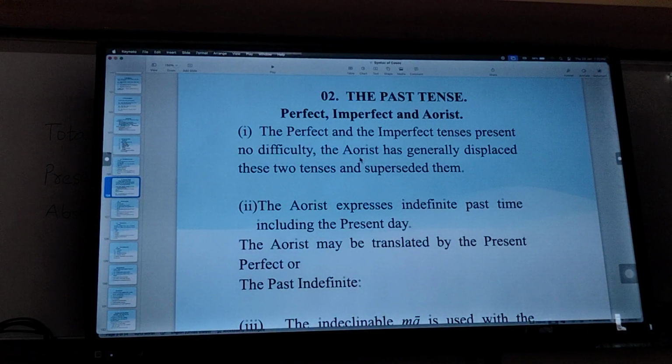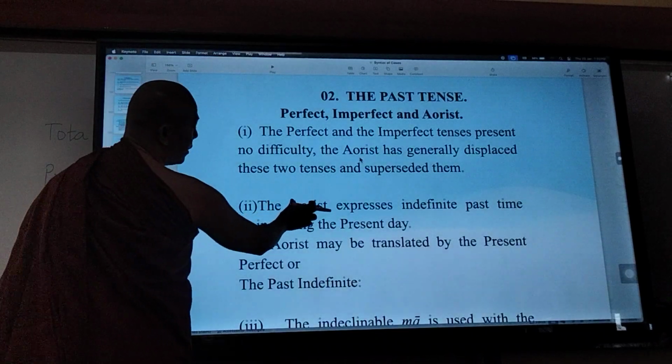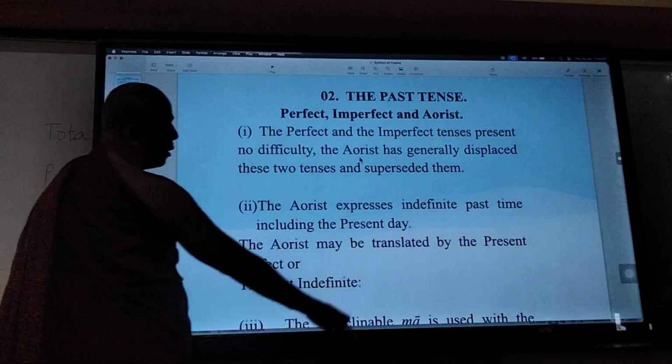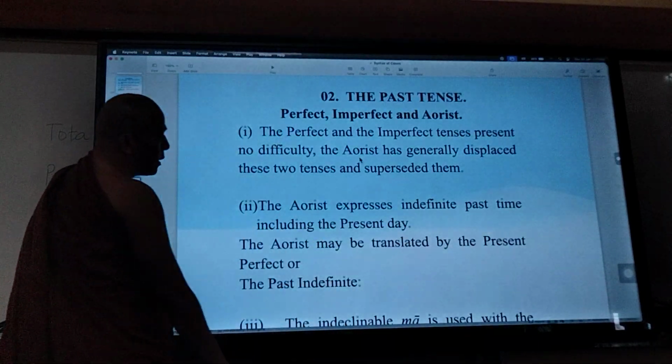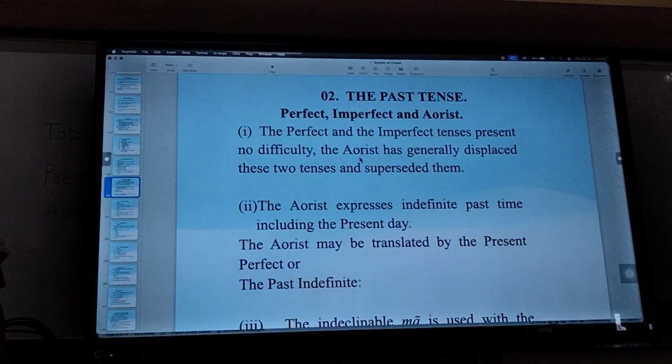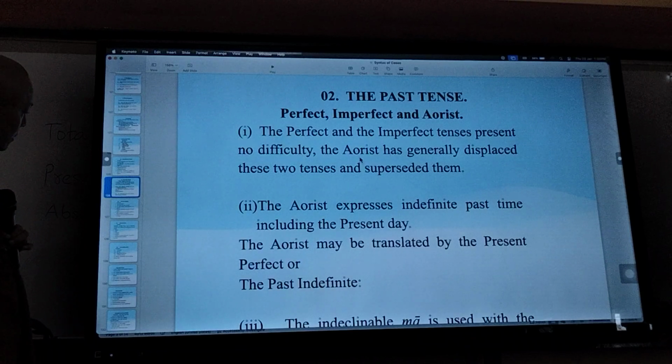Okay. And then in number 2, the aorist expresses the need. So similar past tense, that is indefinite past tense, including the present day or something in this way. But that one is also just a grammatical construction. Currently, we cannot understand such a sense. So that is why past tense is not so complicated, just simple past tense.